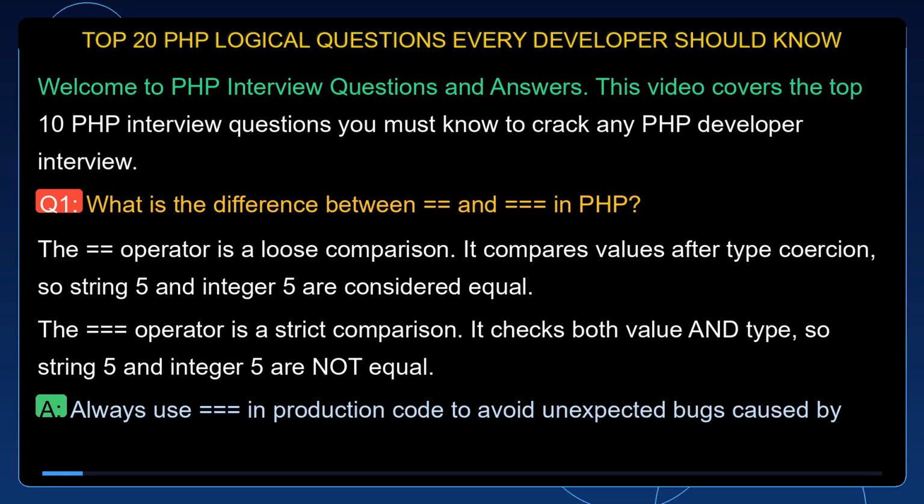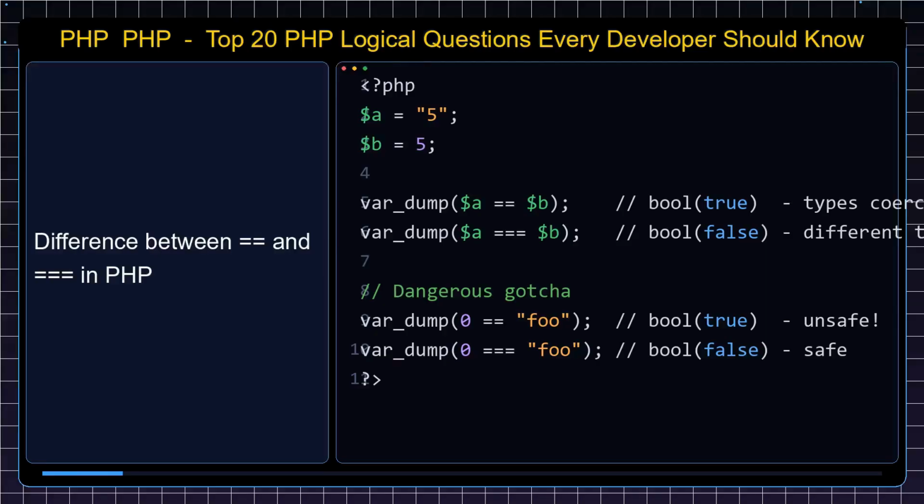Q1. What is the difference between == and === in PHP? The == operator is a loose comparison. It compares values after type coercion. So string 5 and integer 5 are considered equal. The === operator is a strict comparison. It checks both value and type. So string 5 and integer 5 are not equal. A. Always use === in production code to avoid unexpected bugs caused by PHP type juggling. Difference between == and === in PHP.